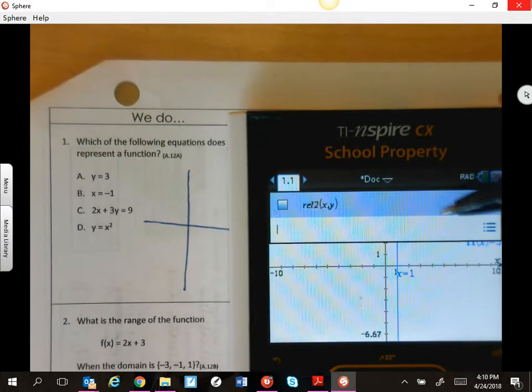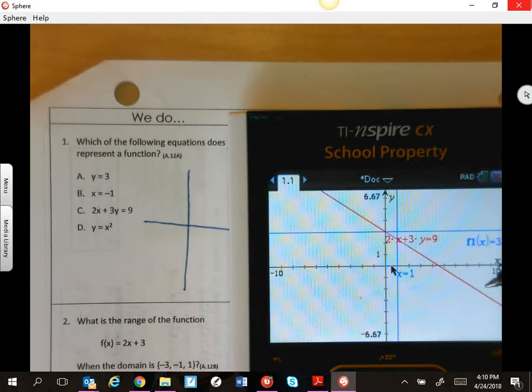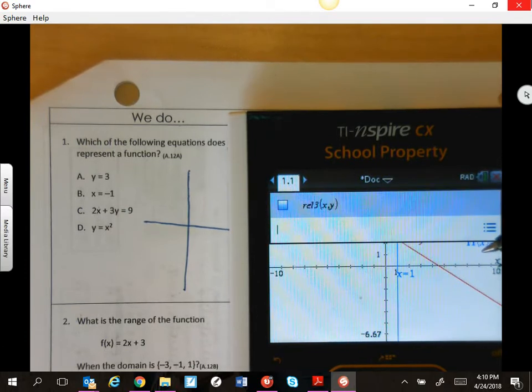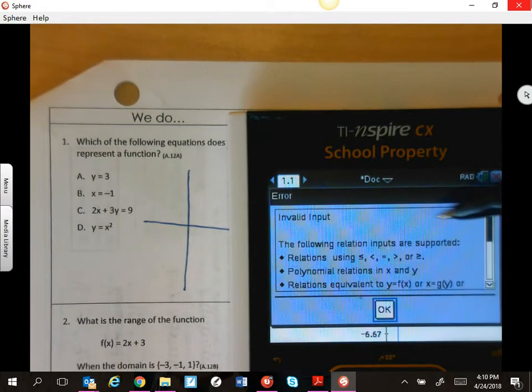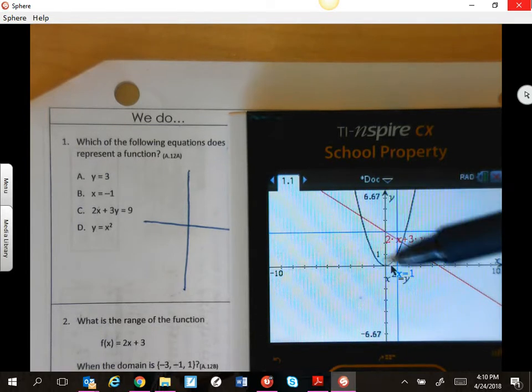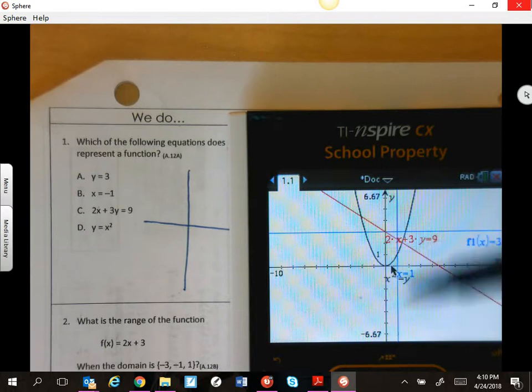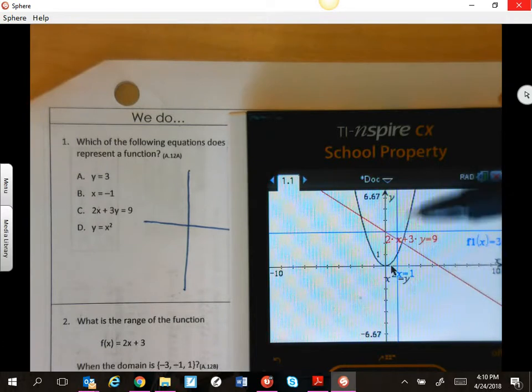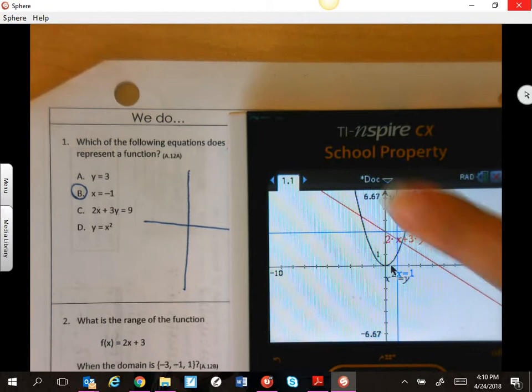But we can hit tab. We're already in relation, so we can put in the standard form 2x plus 3y equals 9. That's going to be a function because it's linear. We can even put in x squared. Oh, I'm in relation. I forgot to put y equals. And this is a parabola. If I was to draw a vertical line, the only one that's going to touch multiple times is this x equals 1. So that is going to be a non-function. All of the rest of these are functions.